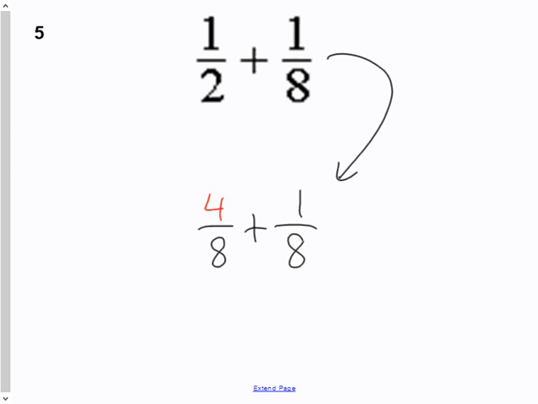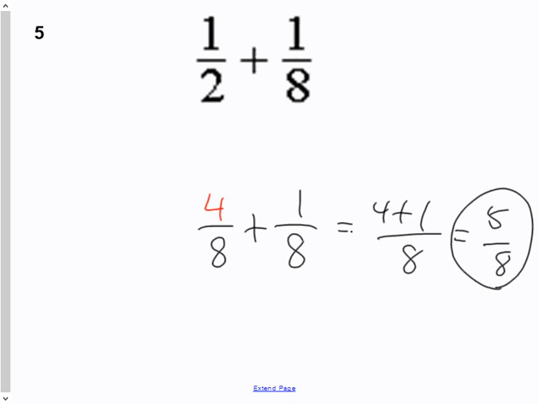Once we've written it down like this, our next step is pretty simple. If I have 4/8 and I add it to 1/8, how many 8ths do I have in total? Well, you take your numerators and add them. If you had 4/8 of something and 1 more 8th, you would have in total 5/8. And your final answer for question 5 is 5/8.